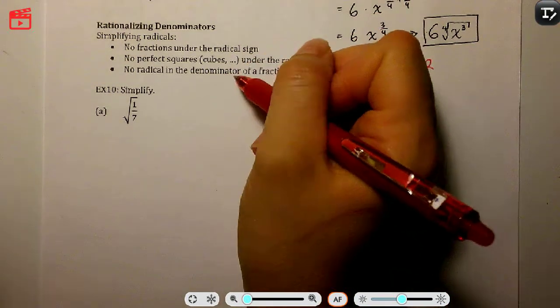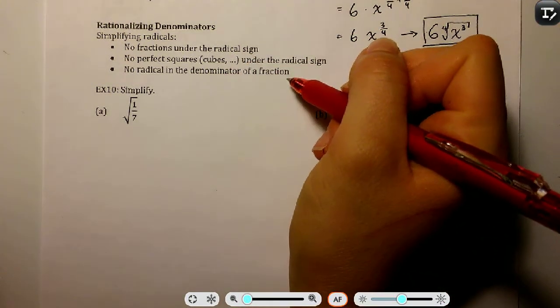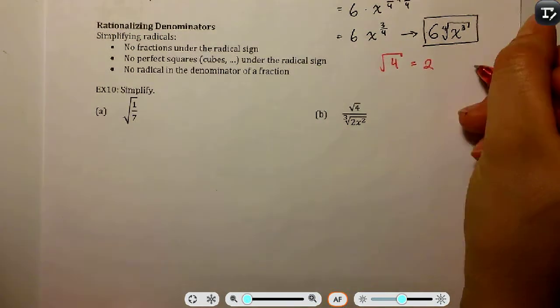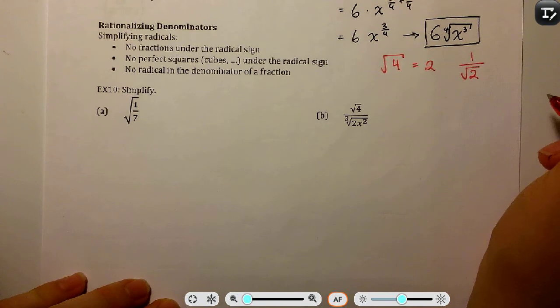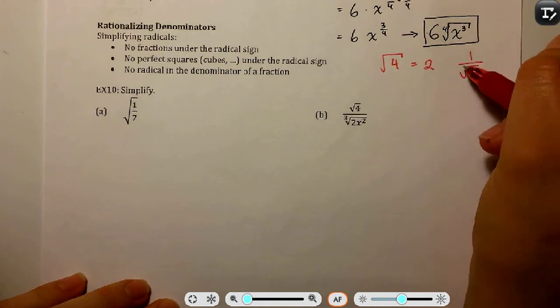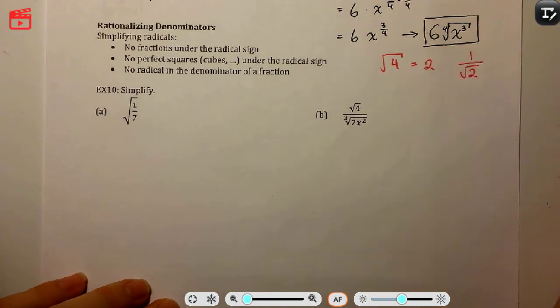And the last part, no radical in the denominator of a fraction. Okay, so that's the rule we're going to go with. So if you had, for example, 1 over the square root of 2, we're not going to use that. We cannot leave a radical in the denominator, so we'd have to rationalize it. And we'll go over how to do that.